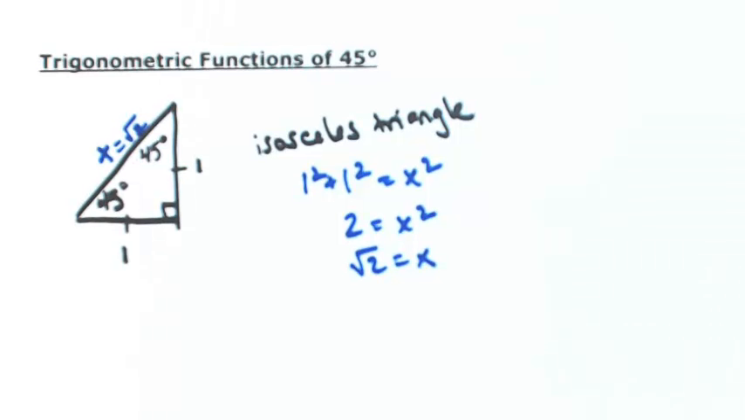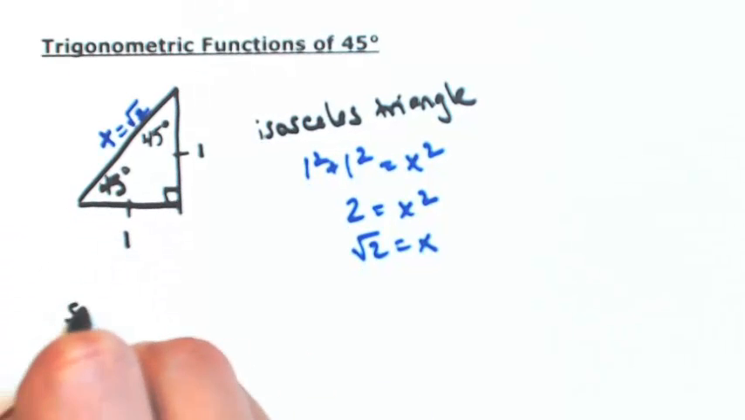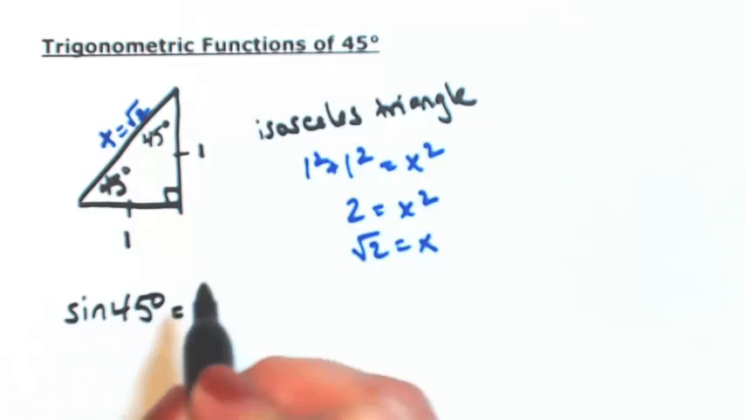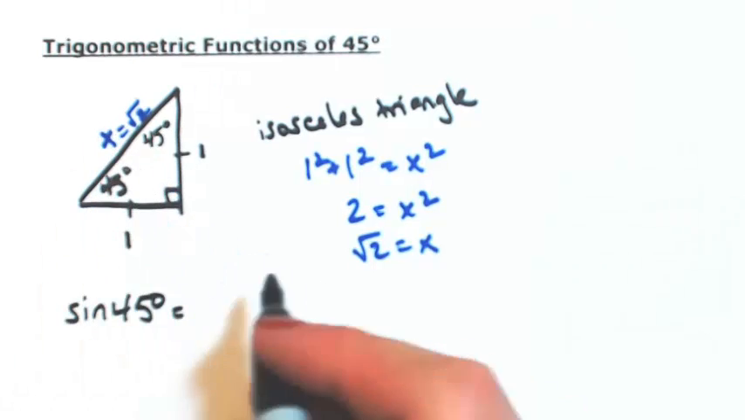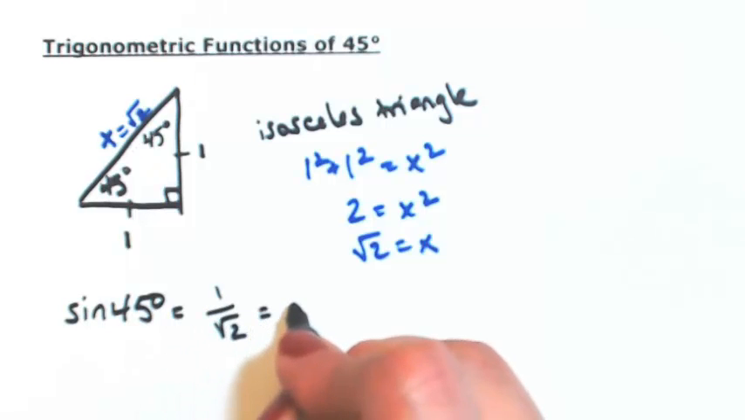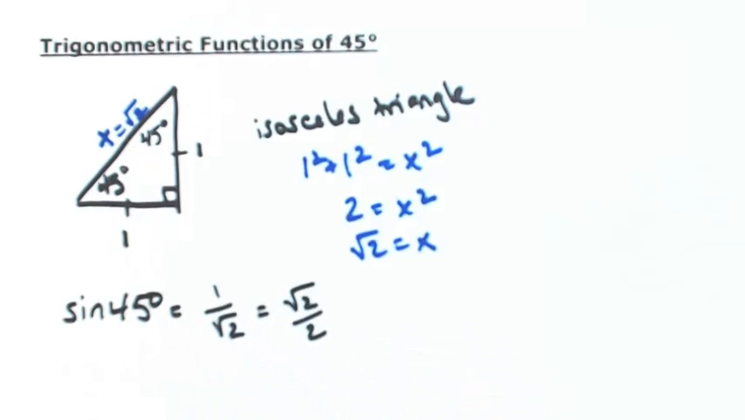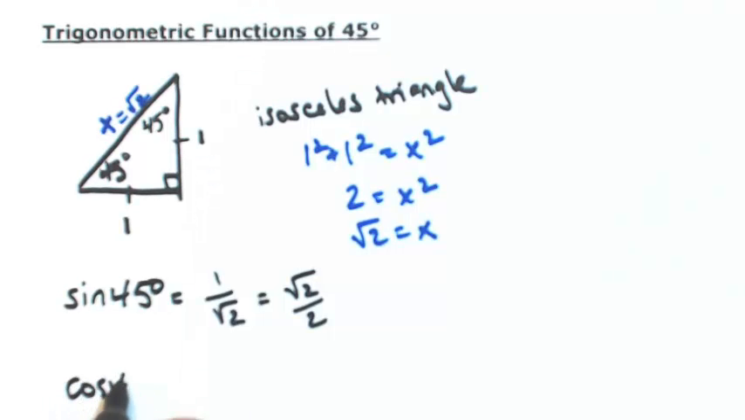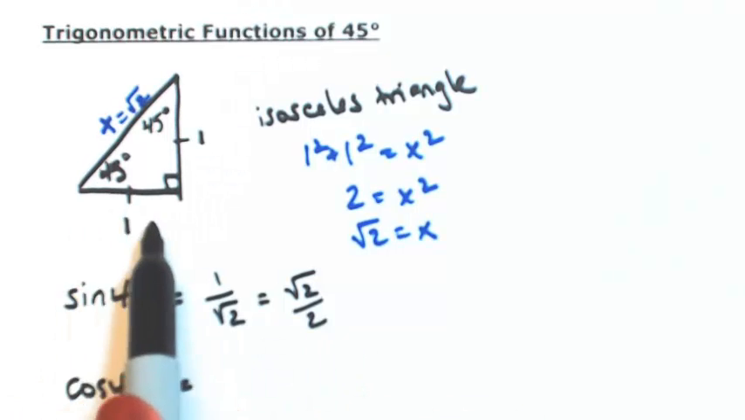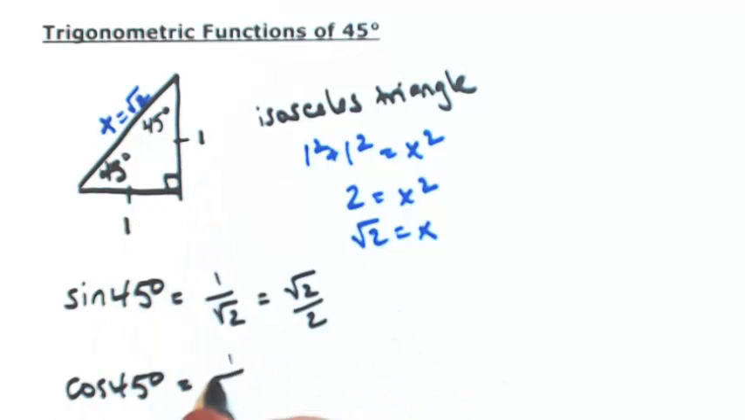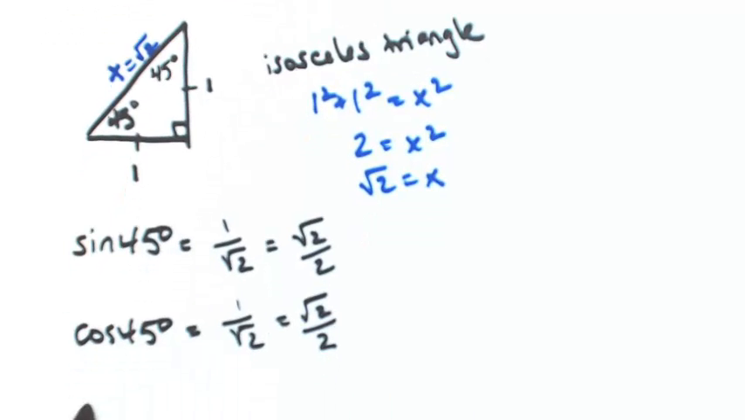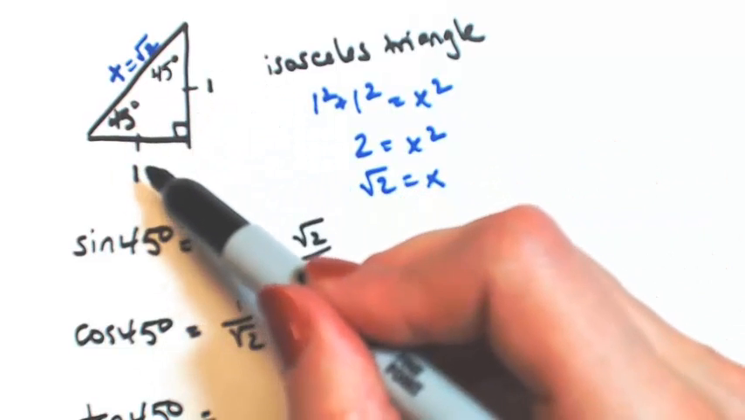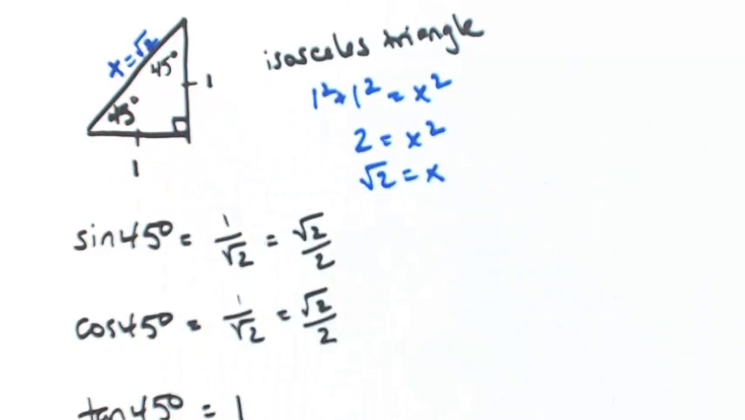From this triangle, we can find the 6 trig functions of 45 degrees. The sine of 45 degrees is opposite over hypotenuse, so I get 1 over the square root of 2, or rationalized, square root of 2 over 2. Cosine of 45 degrees is the same thing, because the adjacent is the same as the opposite. Tangent of 45 degrees is opposite over adjacent, and they're the same thing, so we just get 1.